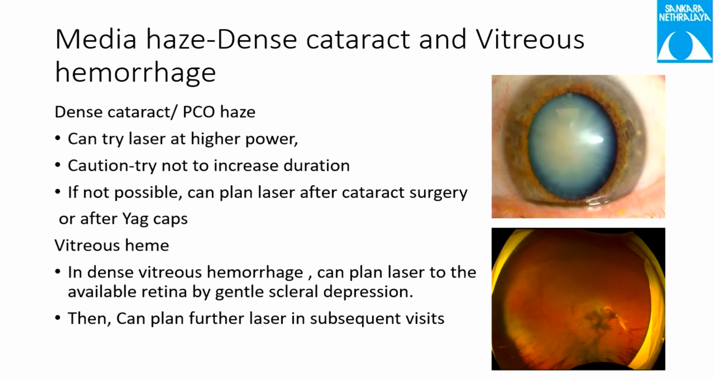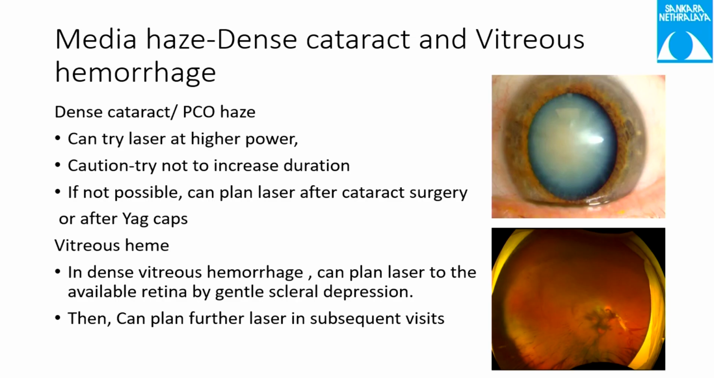So media haze can be due to multiple reasons, starting from your cornea, to your dense cataract and vitreous hemorrhage. So in case of dense cataract and vitreous, in the presence of a PCO haze, one can try laser at a higher power, but try not to increase the duration of the laser, because with increased duration the patient might end up having pain, and there is a high chance of the patient developing choroidal detachment. So try as much as possible to increase only the power.